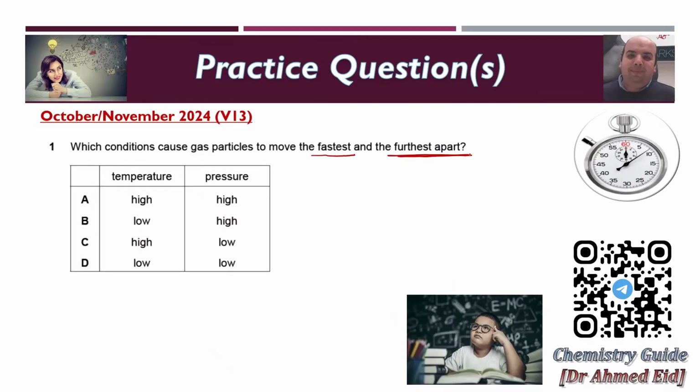Gas particles move fastest at high temperature. So we are talking about high temperature. We can exclude room temperature. And to be farthest apart, the gas needs to be under low pressure. High temperature and low pressure. So the correct answer is C, high temperature and low pressure.